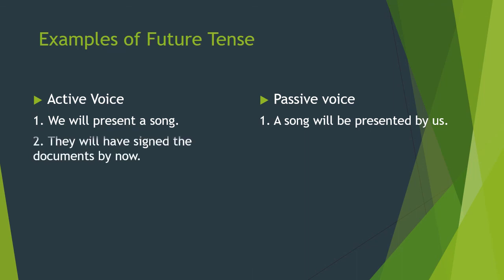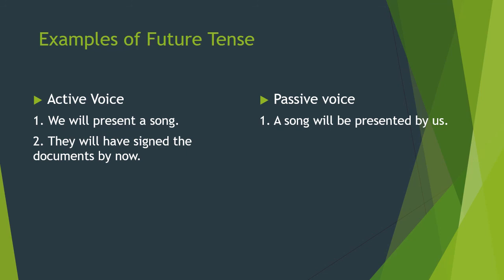Now the second sentence, they will have signed the documents by now. Subject is they, object is the documents, and verb will have signed. Will have signed is in which tense? It is in future perfect tense. By now is the prepositional phrase, so don't get confused with that.